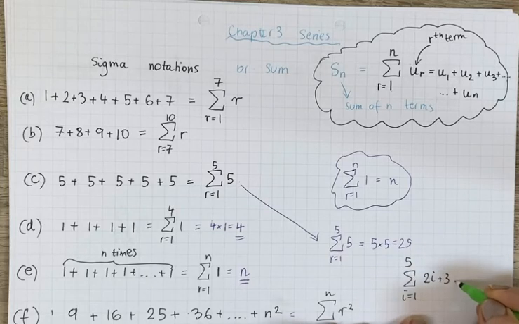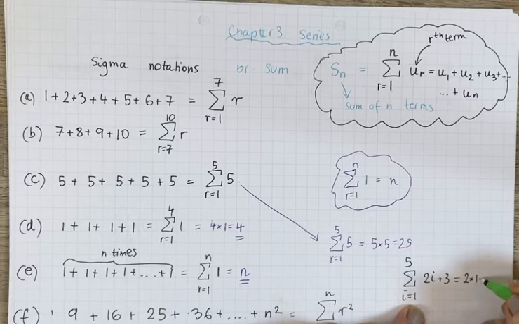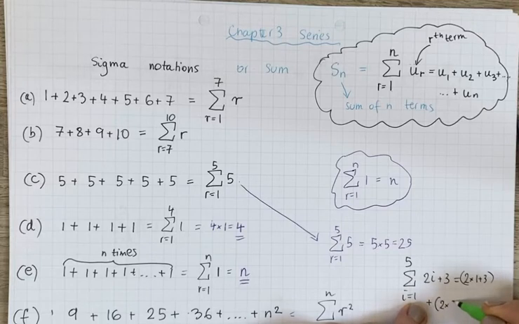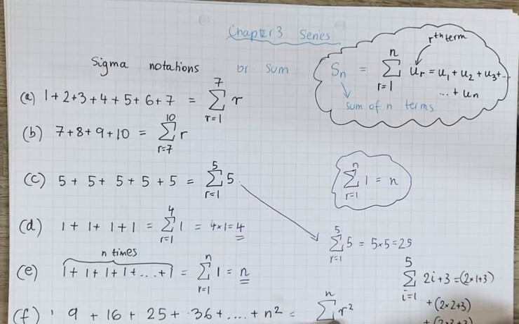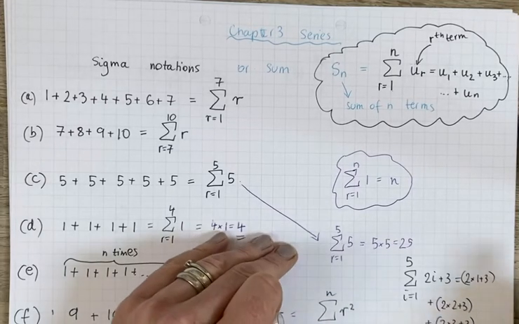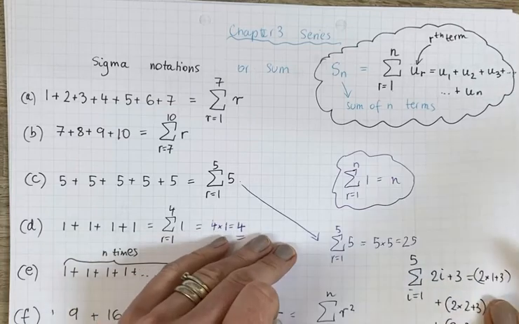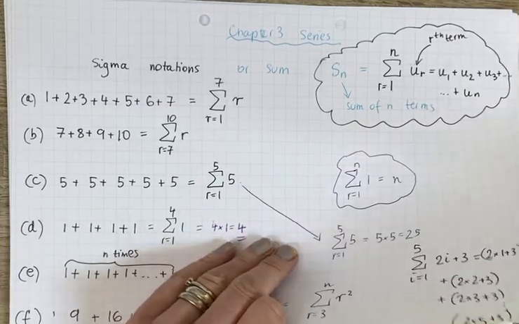And then you work it out by putting 1 into this, so it's 2 times 1 plus 3 as your first term. Then you put 2 into this, so it's 2 times 2 plus 3. Then you put 3 in, so it's 2 times 3 plus 3, and all the way up to 2 times 5 plus 3. Okay, we could work out those terms.